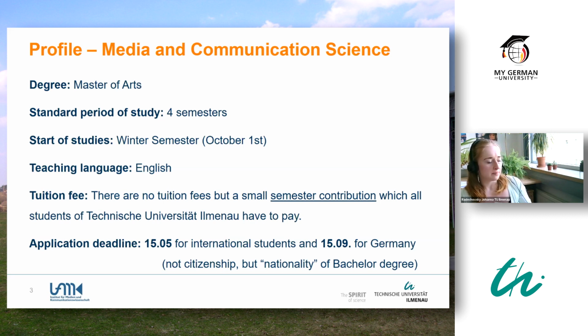The application deadline is on the 15th of May for international students. This means that you could still be of German citizenship, but if you did your bachelor degree in another country, this counts as an international bachelor degree. So this deadline applies to you, and the 15th of September deadline counts for German applicants, with a degree that was made in Germany.